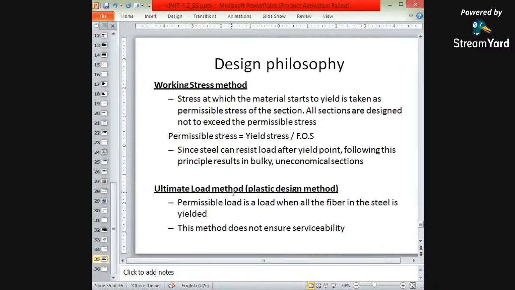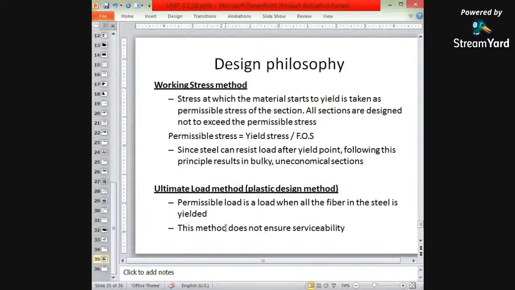What is the ultimate load method? The permissible load is the load when all the fibers in the steel have yielded. When all the fibers in the steel have yielded up to the maximum limit, or the plastic design up to the maximum limit, we can apply the load. So such an ultimate load is nothing but the maximum load. Up to the maximum load-taking capacity of the steel, we can apply the load. This method is considered the ultimate load method. Here the working stress is the permissible limit, but the ultimate is the maximum load.